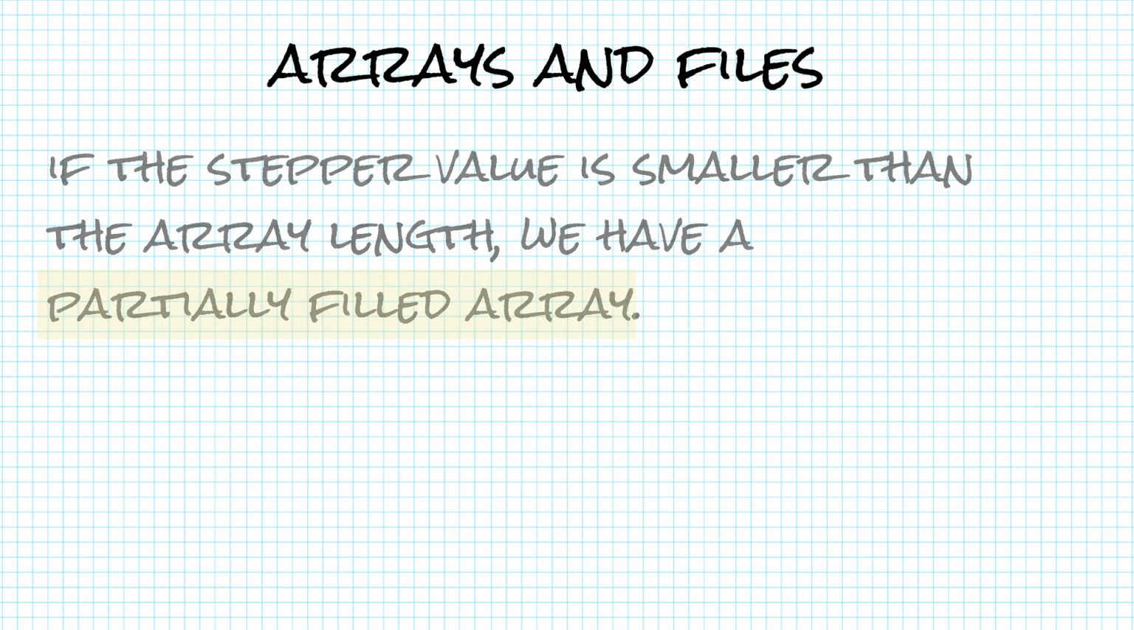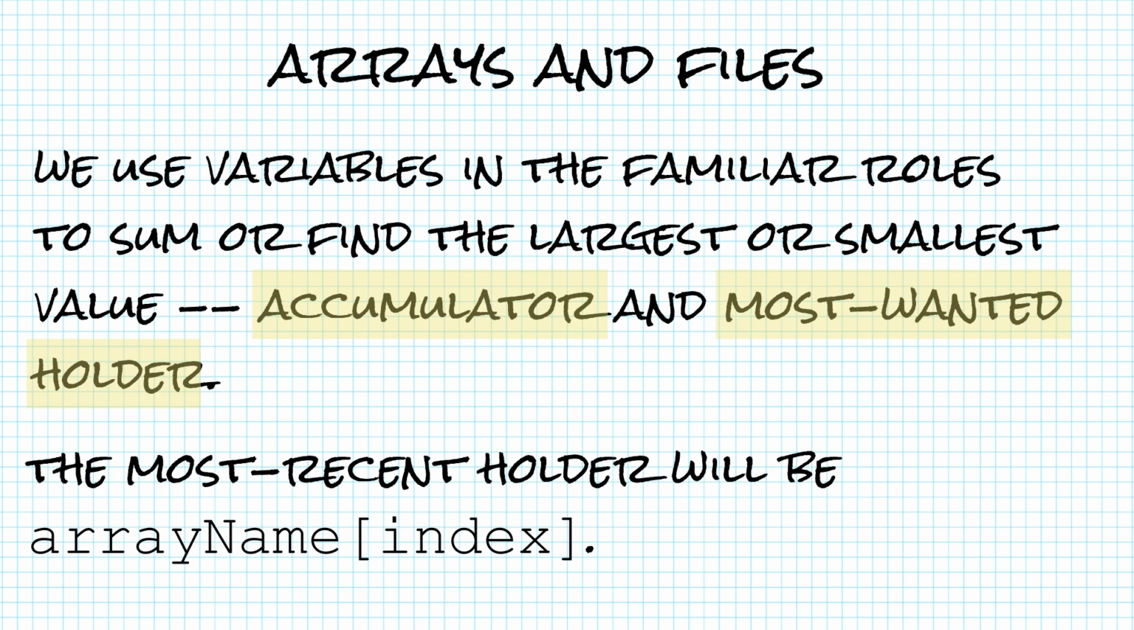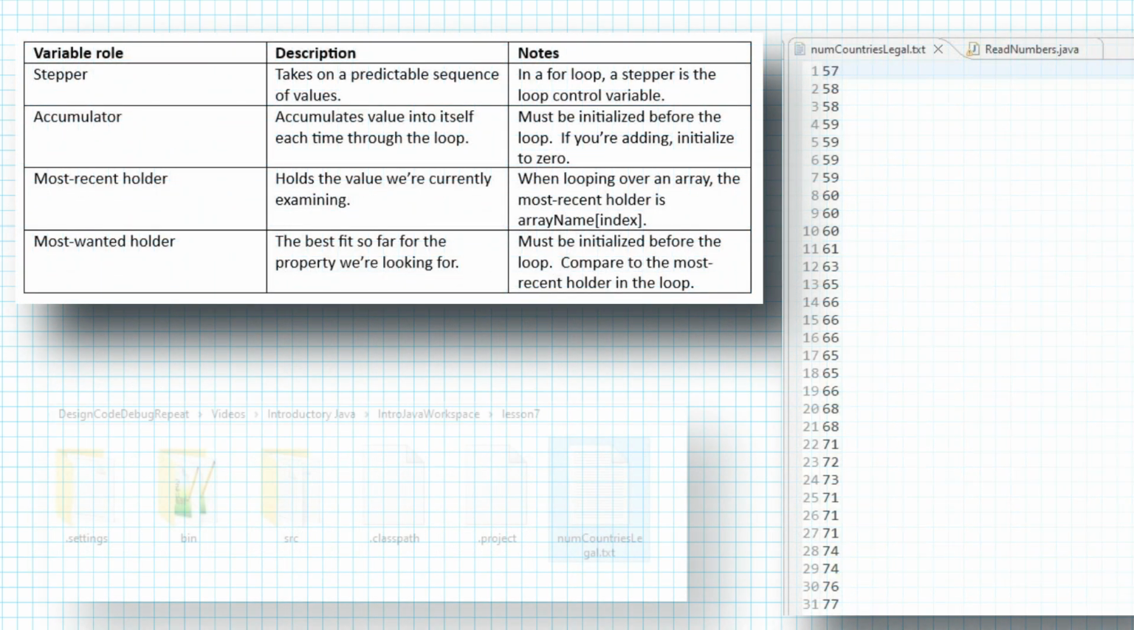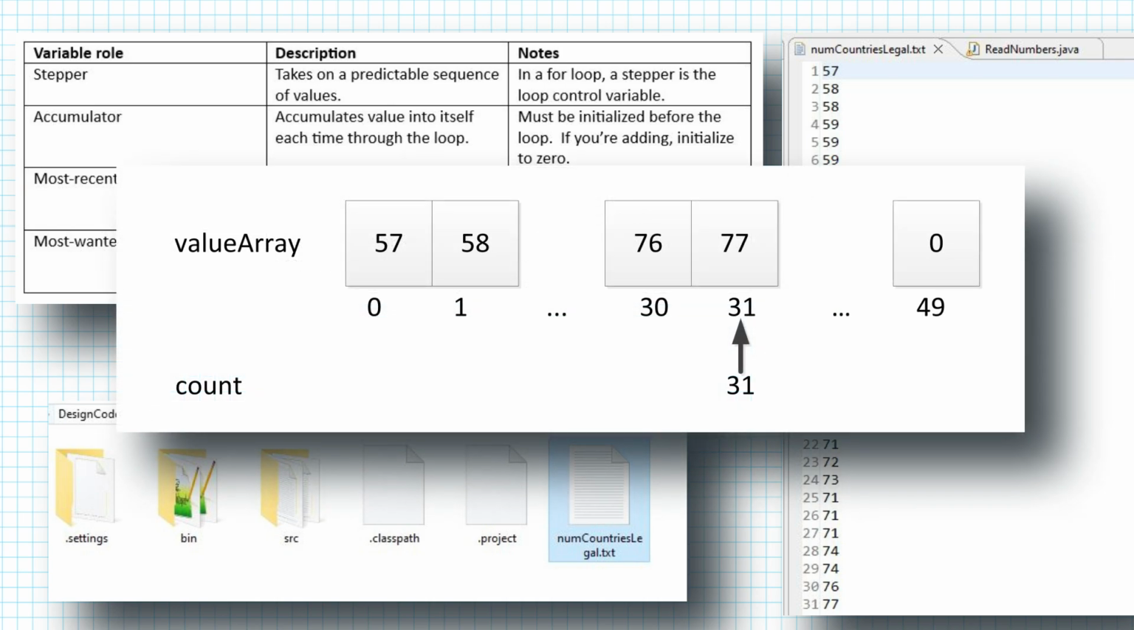To sum the values in an array or find the largest or smallest value, we'll use the same algorithms with the same variable roles that we used when iterating over keyboard and file input. Our most recent holder will be the next location in the array. I hope you found this video interesting and helpful. There should be a lot here that's familiar. You just need to get used to putting it together with arrays.